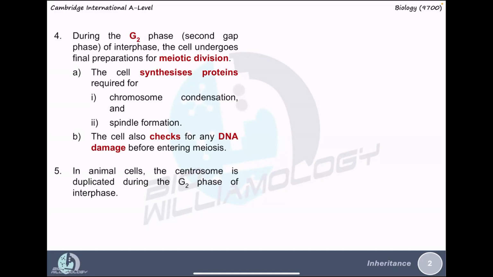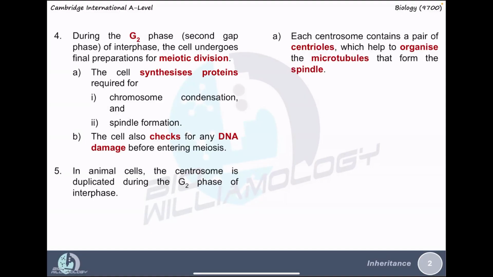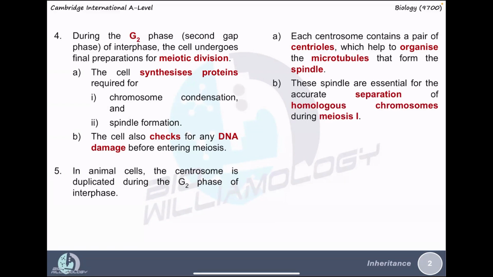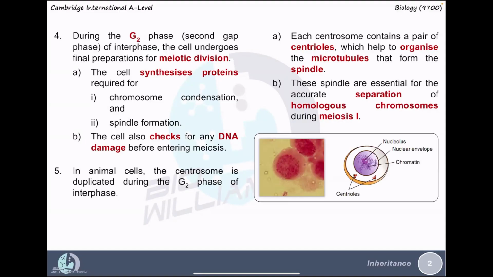In animal cells, the centrosome is duplicated during the G2 phase of interphase. Each centrosome consists of a pair of centrioles, which help to organize the spindle microtubules to form the spindle. So these spindles are essential for the accurate separation of homologous chromosomes during meiosis 1.